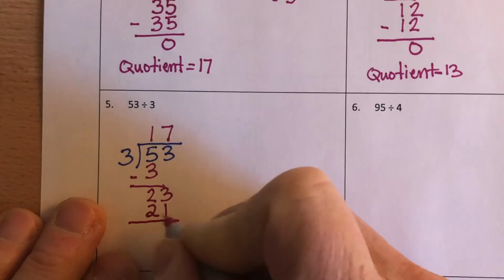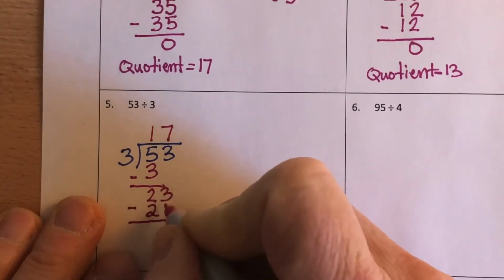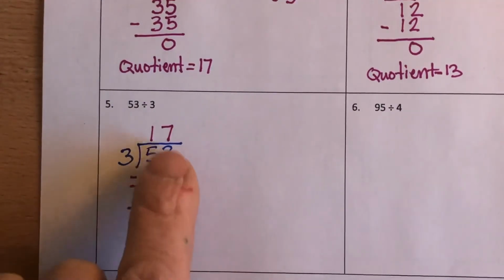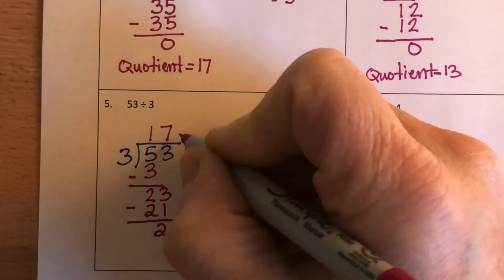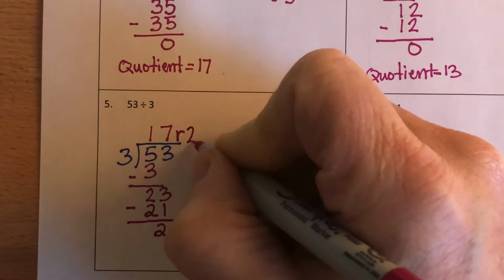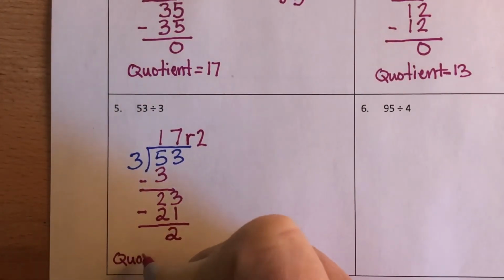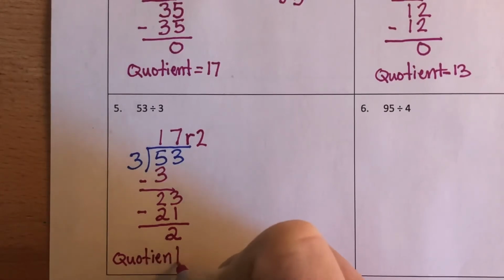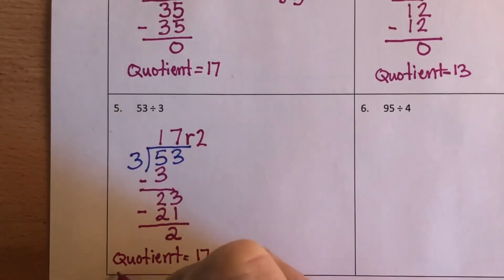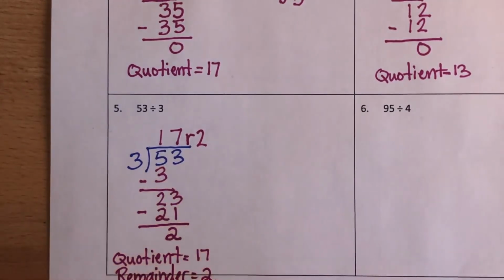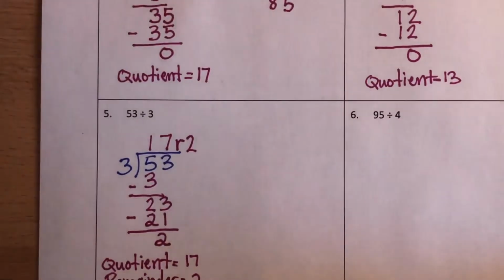Okay, and it looks like I'm gonna have a remainder here. Subtract 23 minus 21 is 2. I have no more numbers to bring down, so it looks as though there's a remainder here. So I put my little r in for remainder of 2. So my quotient, Q-U-O-T-I-E-N-T, equals 17, and my remainder equals 2.